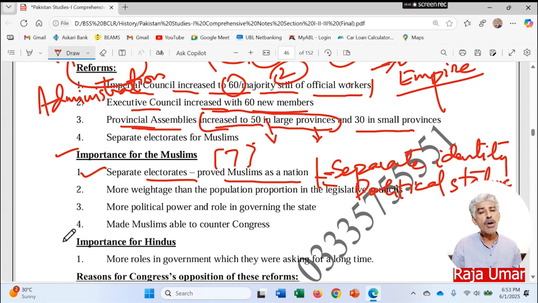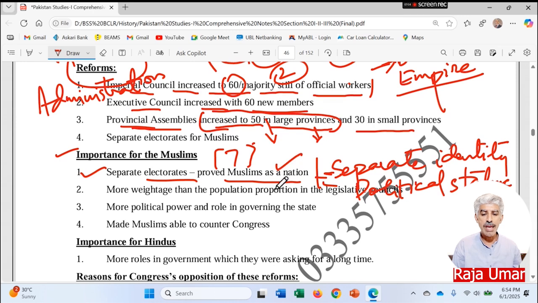So it means that now the Muslims could easily flourish independently by having the separate electorate. So that was a greater success. So in this way, you will develop and explain this particular reason: what was the impact of the separate electorate. Separate electorate was awarded to them by the British government in Minto-Morley reforms of 1909.